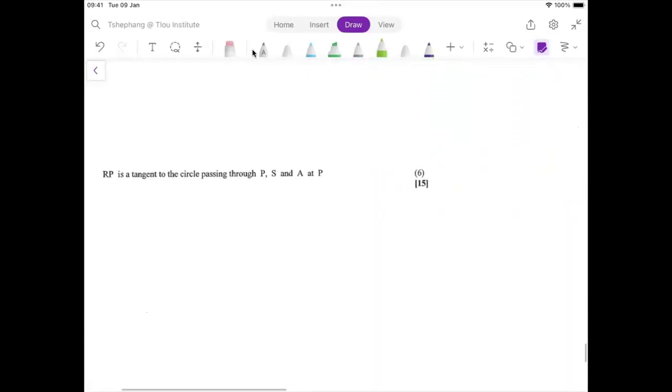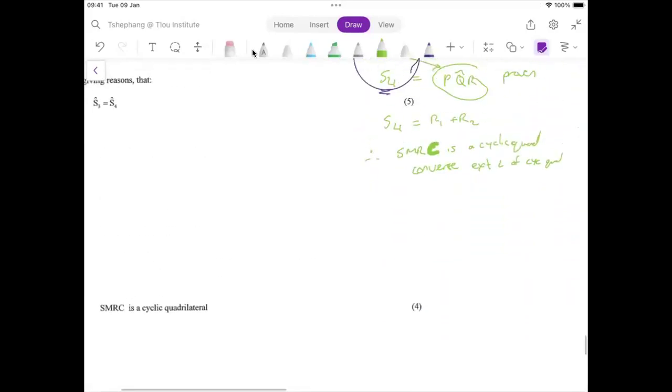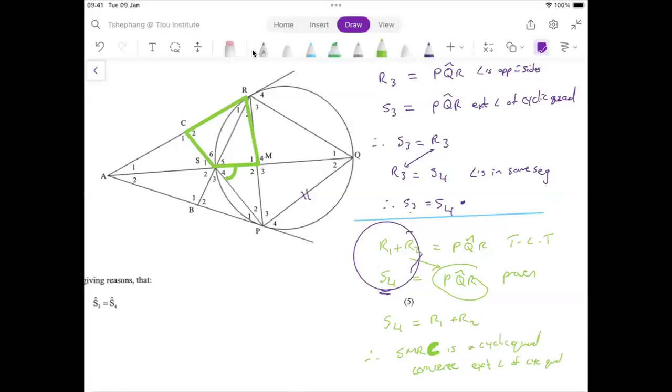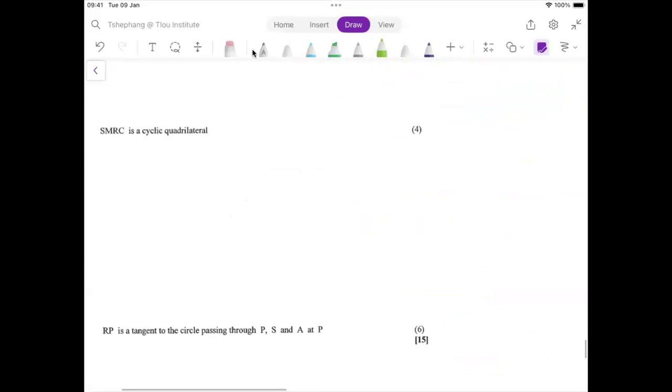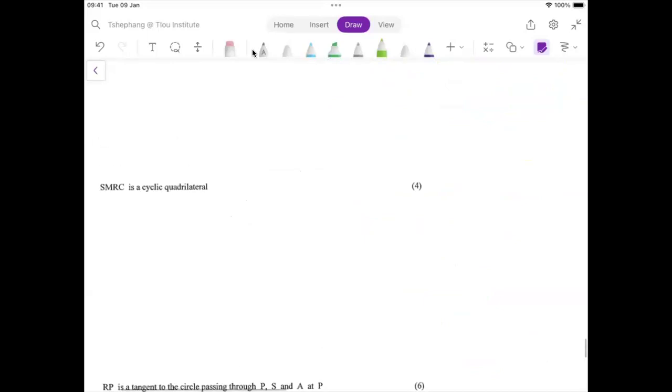Now, lastly, RP is a tangent to the circle passing through P, S, and A at P. So RP is a tangent, so this circle is passing through P, S and A, PSA.